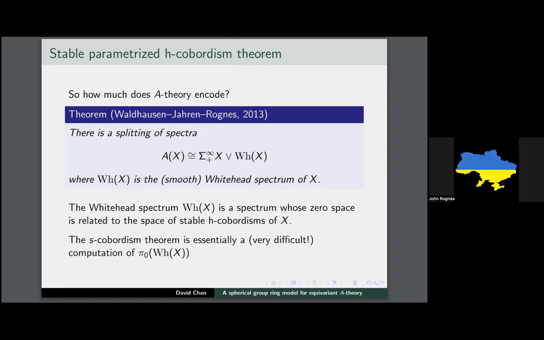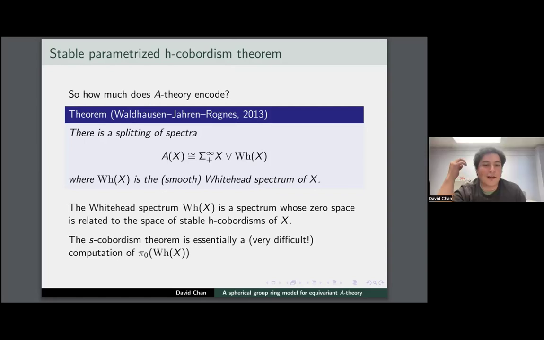Maybe I can just comment that the naming of the Whitehead spectrum has shifted a few times. As stated here, there's a loop space somewhere missing. The s-cobordism theorem is a computation of pi 1 here with this notation. Thank you for that. Sorry, I always mix up when this thing is shifted.